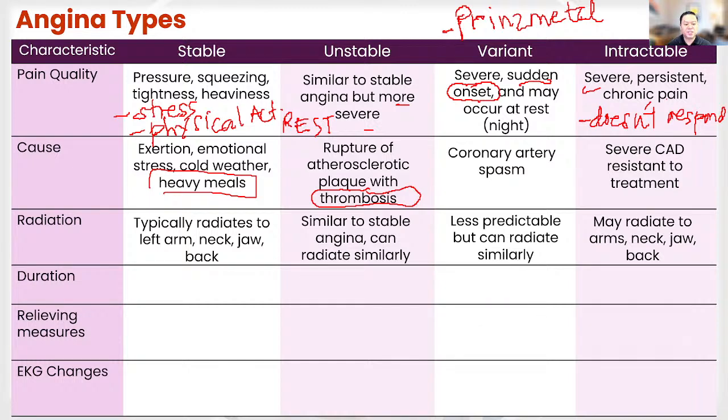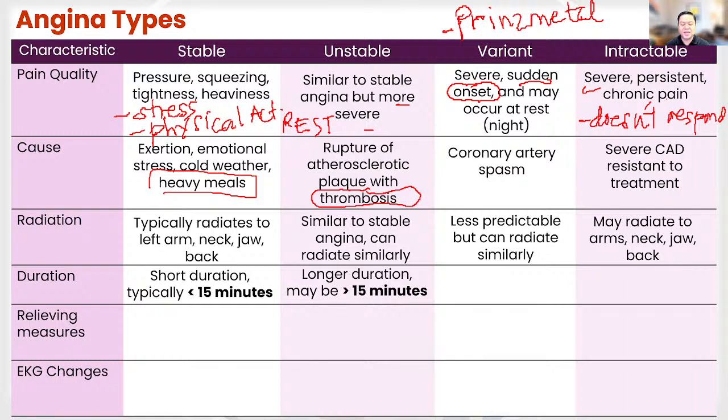Now, as far as the duration, this is where we're going to have to base our clinical assessment. For the stable angina, this will last less than about 15 minutes. Typically less than 15 minutes for the stable. Whereas in the unstable type of angina, it will be longer than 15 minutes and may not go away when a person stops doing any activity. When they try to rest, they're going to have a prolongation of the pain sensation. And they're probably not going to respond to the nitroglycerin either.